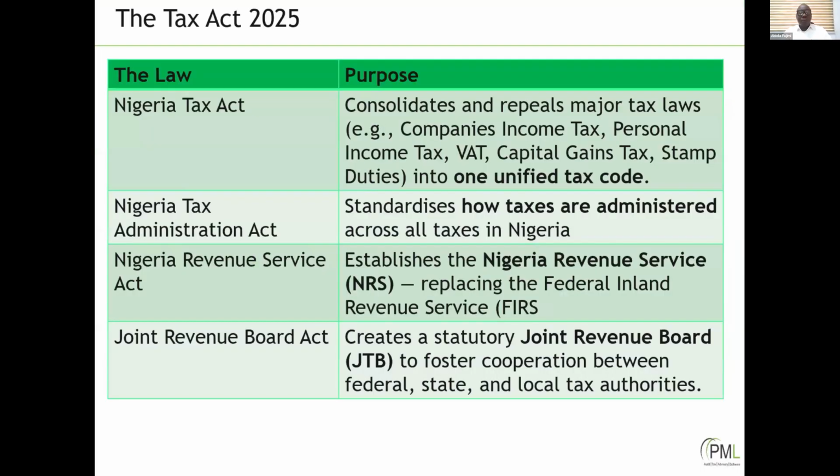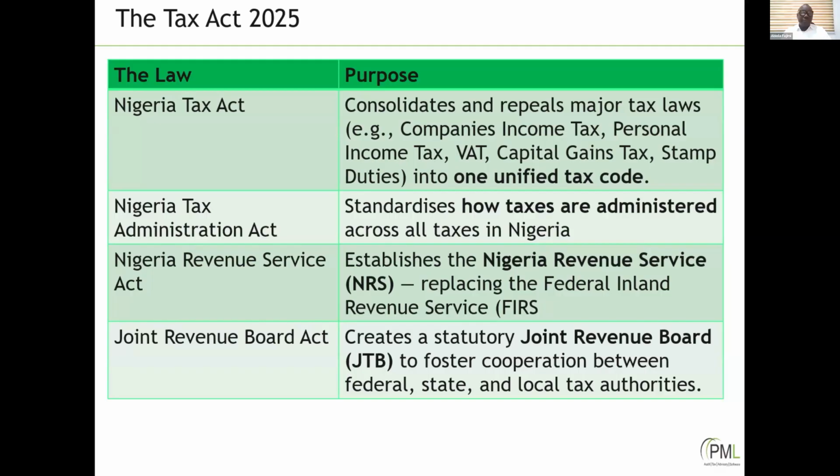Well, the law has 4 components. So when we talk about the new Nigerian tax law 2025, there are 4 components in that law. We have the Nigerian Tax Act, we have the Nigerian Tax Administration Act, we have the Nigerian Revenue Service Act, and the Joint Revenue Board Act. Those are the 4 acts that make up the Nigerian tax law 2025. So anytime we talk about the new tax laws, we are talking about these 4 acts. And each of them has specific issues it deals with.